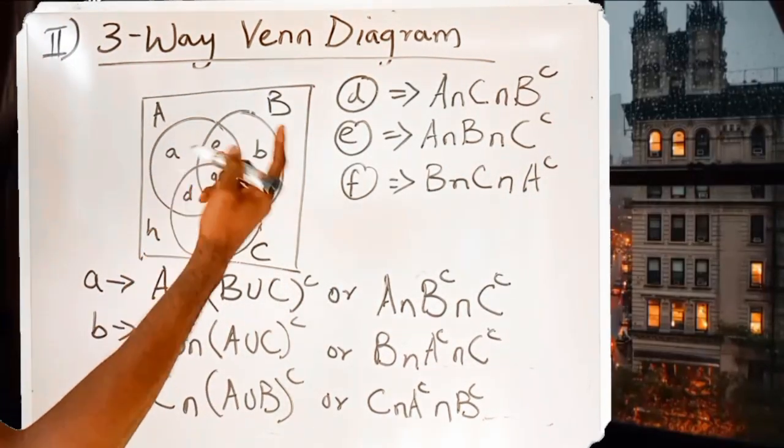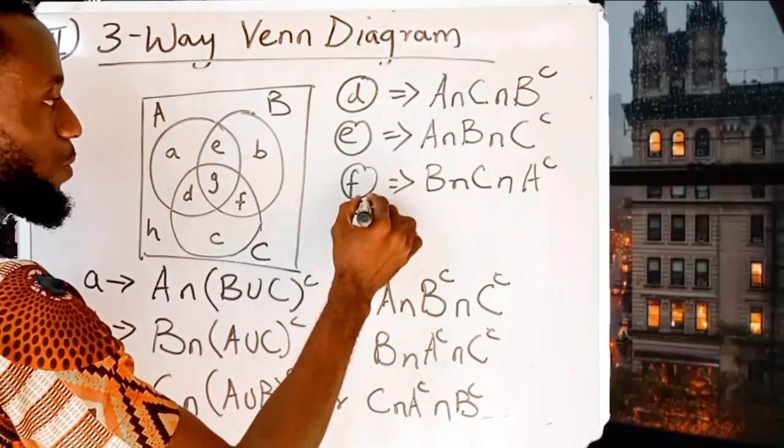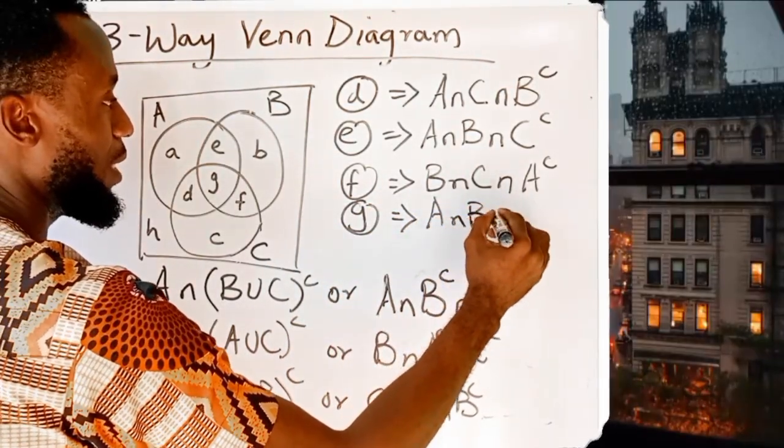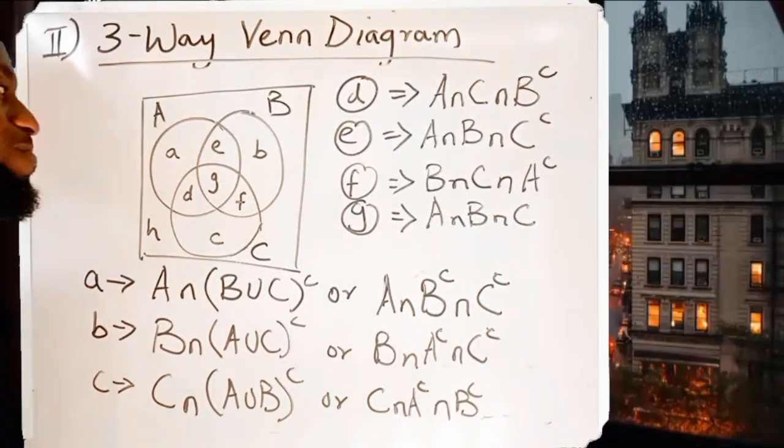Now we come to all three. That's the easiest one, is it not? So G becomes what? Both A intersect B intersect C.